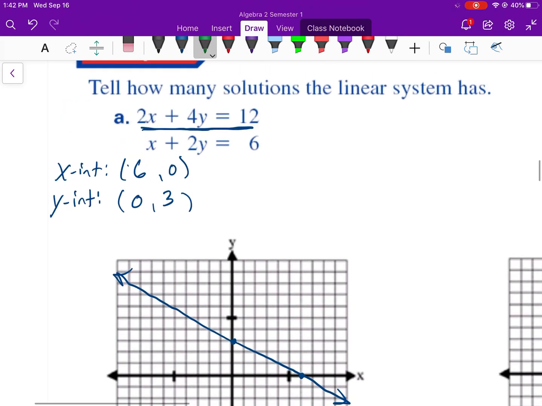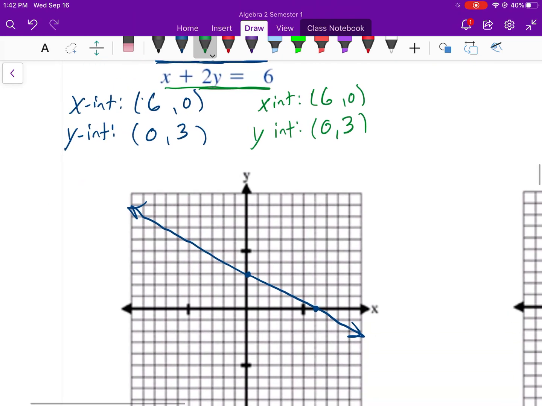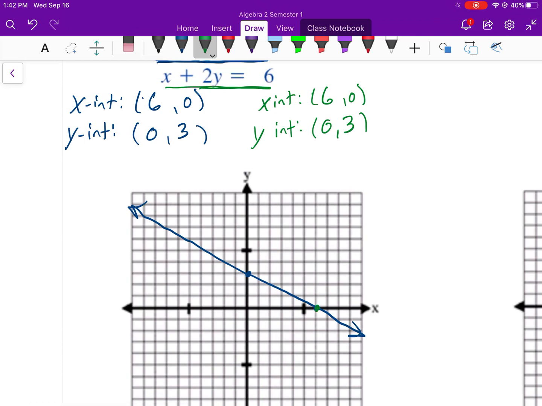Moving on to the second equation then, we'll do that one in green. X-intercept, y-intercept. x equals 6, that one's easy. Okay, and then we got 2y equals 6, or y is equal to 3. So we got (6, 0) and (0, 3).